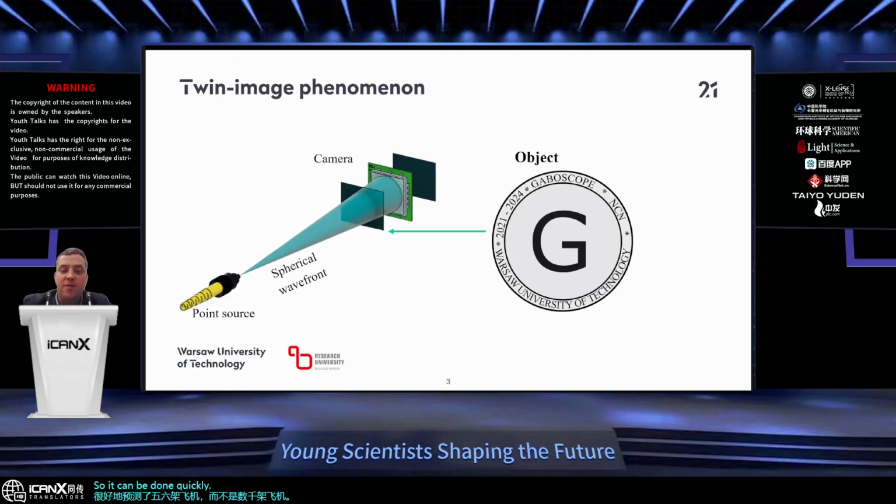Okay, so the twin image phenomenon is the main thing that limits us in lensless inline holography, because if you have an object, our camera does not know if the hologram comes from the left or from the right.